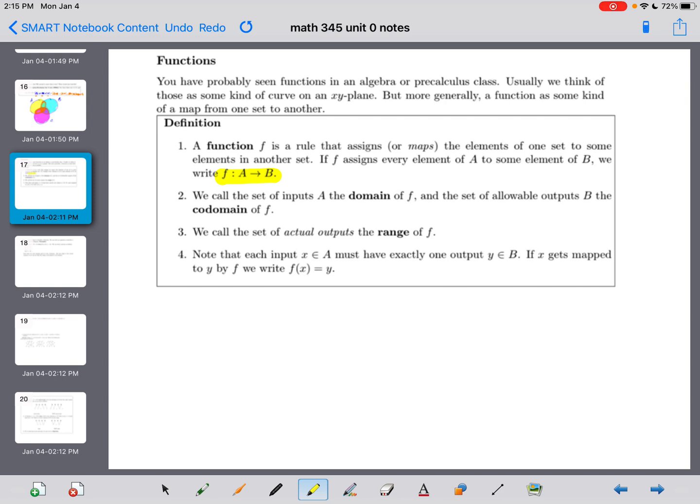These two sets are usually given to you. Oftentimes in calculus you can just determine it based on context. But in this class, usually there'll be something that's given or that's understood from the problem.